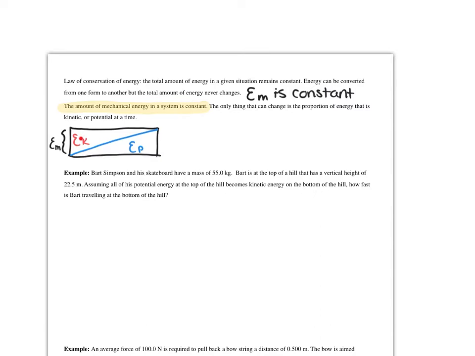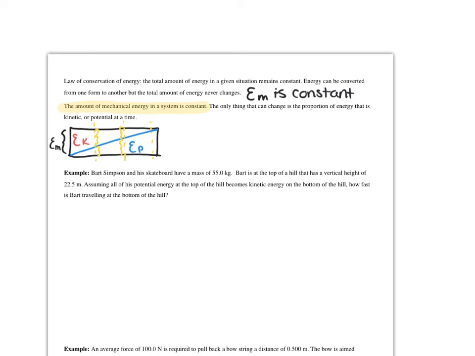So if I have lots of kinetic energy and just a little bit of potential, it will still equal the same as if I only had all potential, no kinetic, or a 50-50 split. So it doesn't matter where you are along this trajectory. If you added up the values of potential and kinetic, they will always equal the same value of EM.